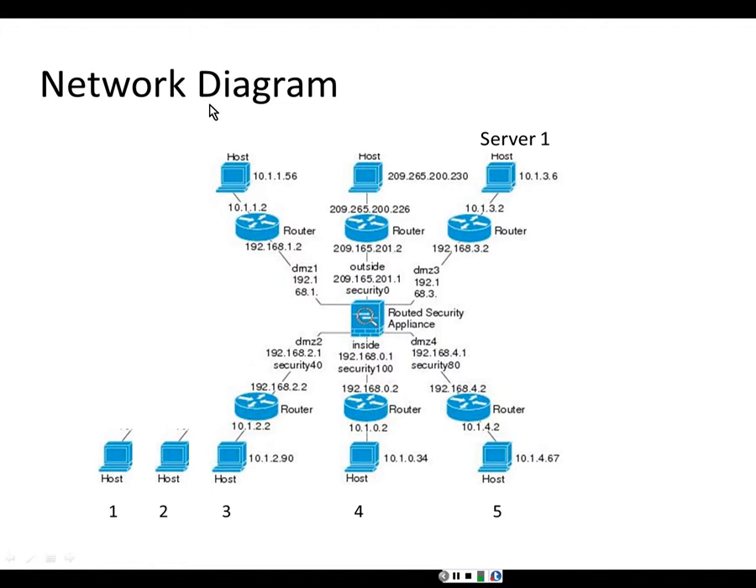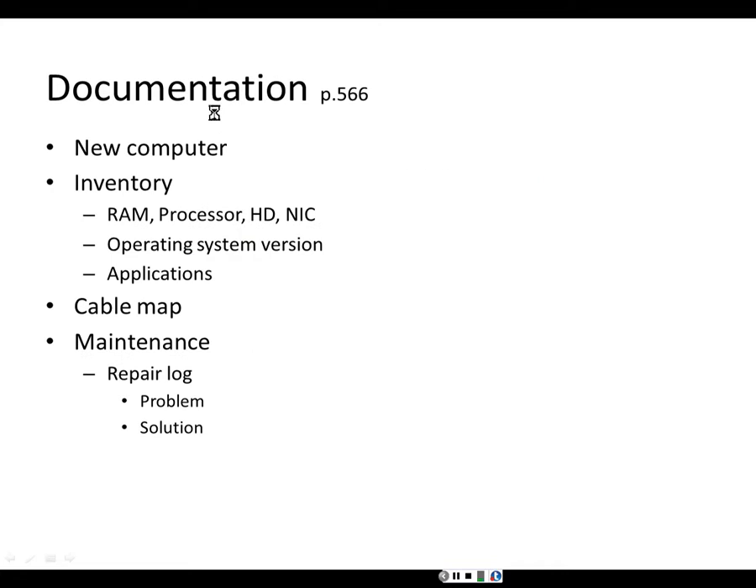If you were to look at the network diagram, you could see that workstations 1, 2, and 3 all share the same common router. So this implies that router 192.168.2.2 is the reason that workstations 1, 2, and 3 cannot get to server 1. Network diagram, very useful for troubleshooting.